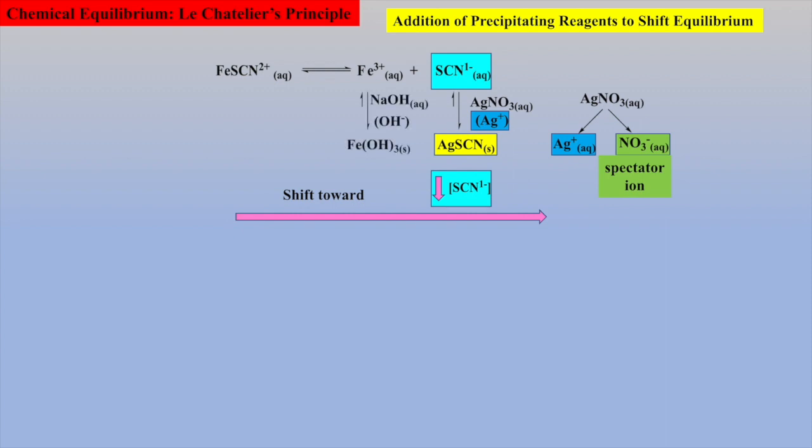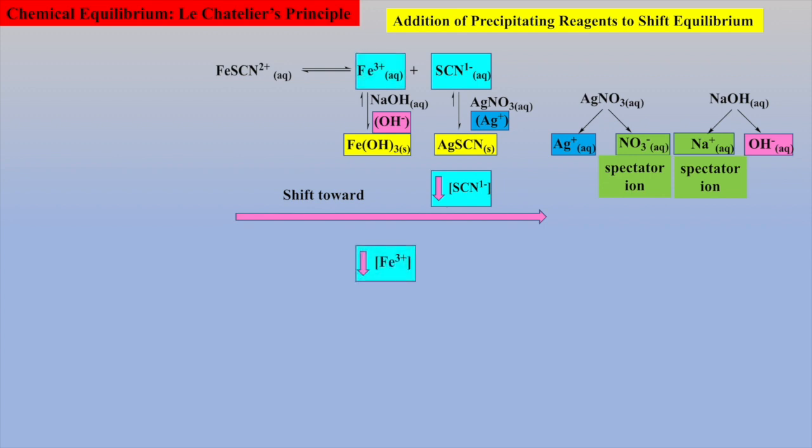Or one could add a solution of sodium hydroxide, which is the source for hydroxide ions, to precipitate the iron 3 ion as solid iron 3 hydroxide. By removing the iron 3 ion from this equilibrium, the equilibrium will shift to the right. Thus, exploiting our knowledge of solubilities can also affect an equilibrium.